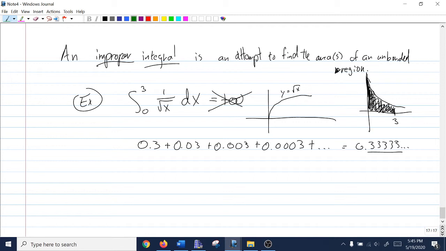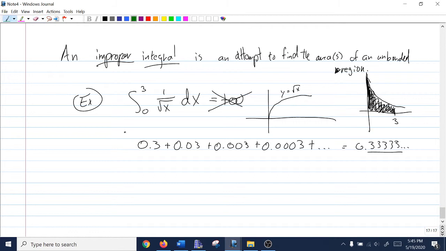So maybe this part of the area is 0.3, and this part of the area is 0.03, and this part, maybe when I add those up, I don't get infinity. Maybe the total area in here is finite. Maybe it is infinite. How would I tell the difference?